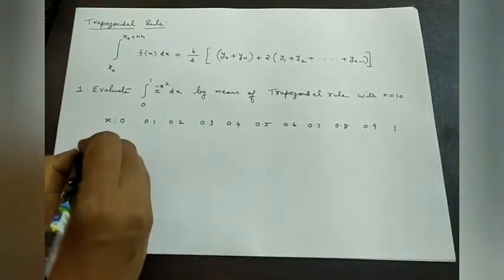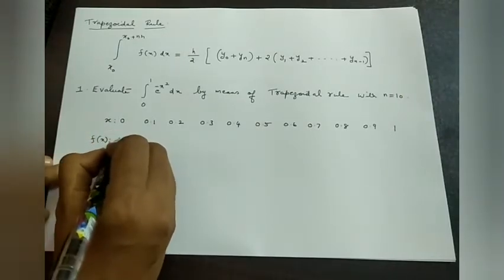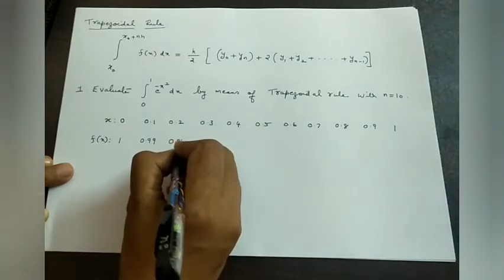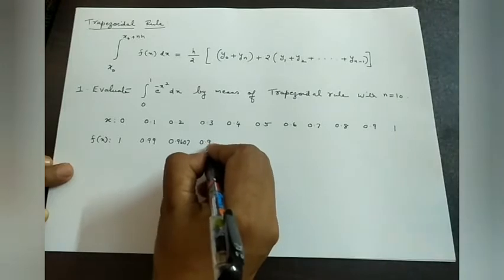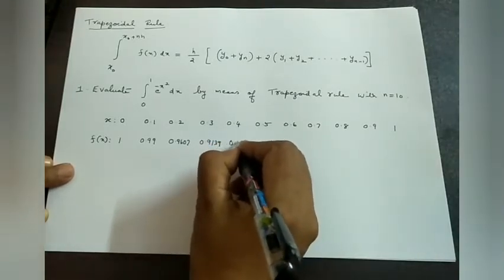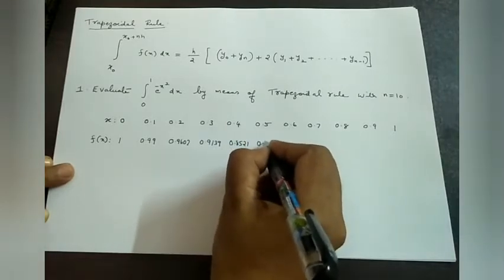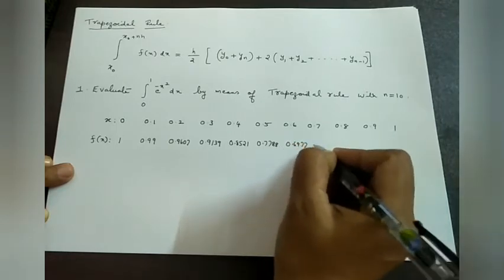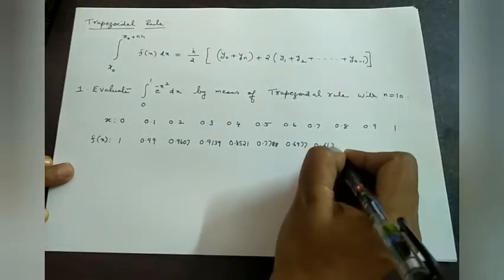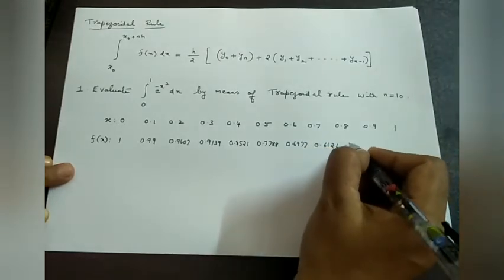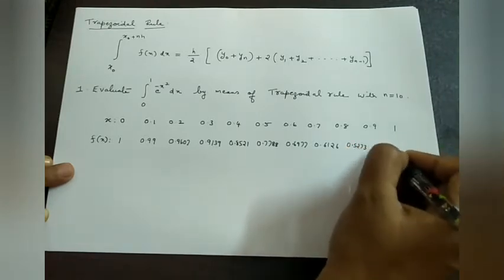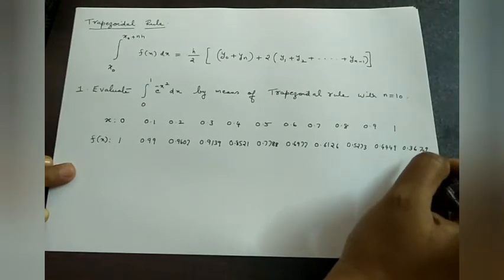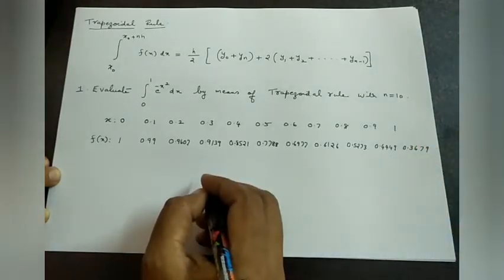Now the corresponding values of f of x are given as 1, then for 0.1, 0.99, for 0.2, 0.9607, 0.3, 0.9139, for 0.4, 0.8521, 0.5, 0.7788, corresponding to 0.6, 0.6977, corresponding to 0.7, 0.6126, corresponding to 0.8, 0.5273, corresponding to 0.9, 0.4449, corresponding to 1, 0.3679.